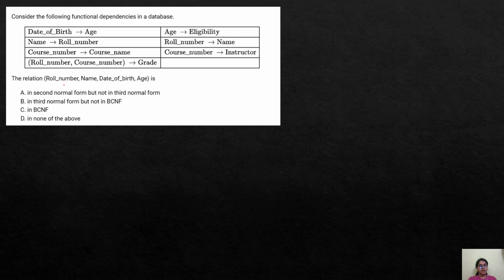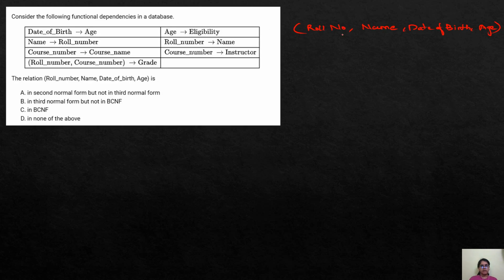Okay, because the attributes are already given to us, from those attributes only we have to check. So let's write the attributes here for better understanding. Attributes are roll number, name, date of birth and age. Okay, this is given.